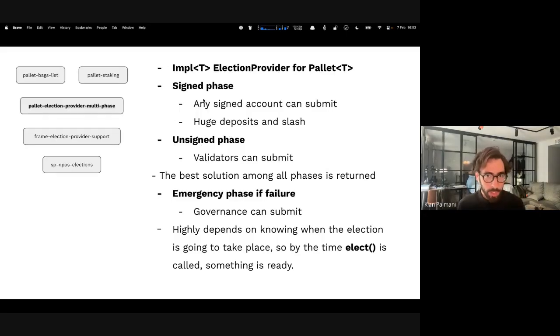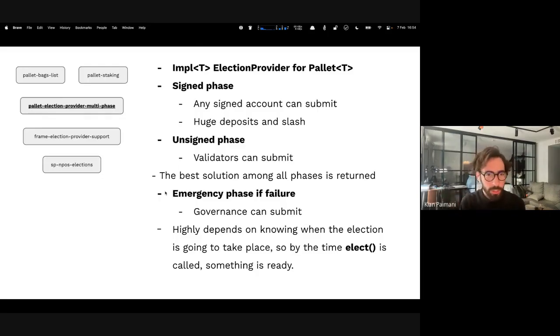In some cases the signed phase wins, in some cases the unsigned does. Nowadays, usually the signed phase is working well. We actually have another little tool on the side called the staking miner that every day, or multiple times a day, is working and submitting the stuff. When it's broken, the unsigned stuff is still working well as a backup.